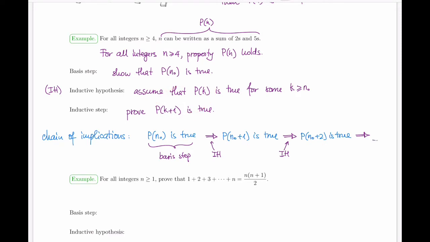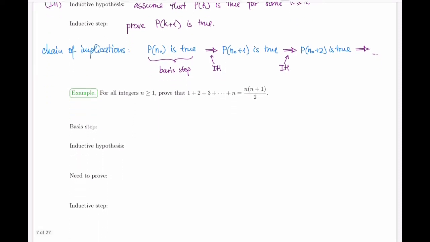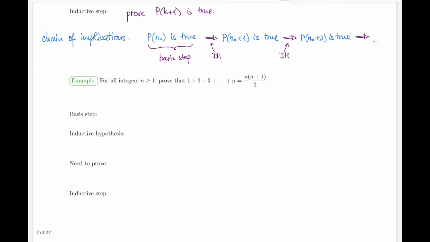Okay? That's the general setup. Let's see how this works with a particular formula. We're going to, in fact, prove several of the formulas we've already seen. We're going to start off with proving the formula for the sum of the first n integers. So we've seen that proof by combining the integers from the beginning and the end. We're now going to use induction to show that it's true as well.